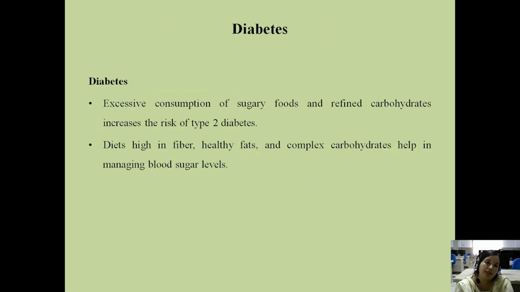Then diabetes is a problem I've already discussed with you. That is also common in this category. Excessive consumption of sugary foods and refined carbohydrates increases the risk of type 2 diabetes. And diets high in fiber, healthy fats, and complex carbohydrates help in managing blood sugar levels.